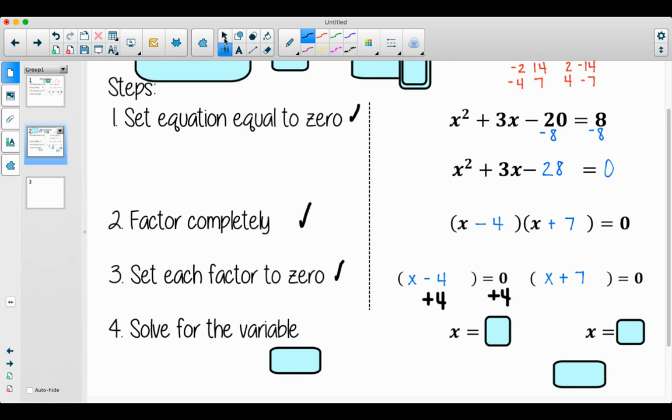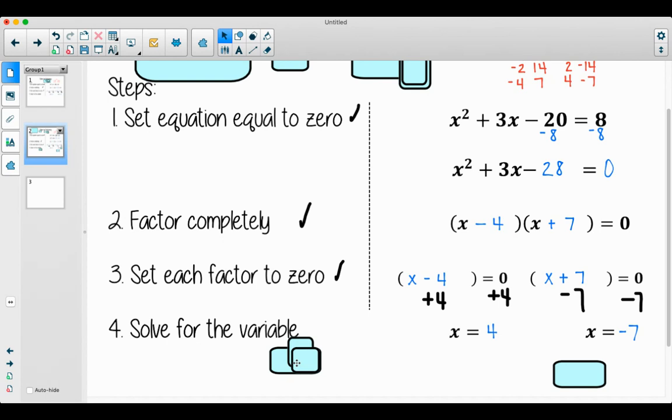What I'm looking at now is that one of my answers is going to be x is equal to positive 4. I'm really just taking its opposite. Now, I have to solve x plus 7 is equal to 0. So I subtract 7 on both sides. Here, I'm going to get x is equal to negative 7.